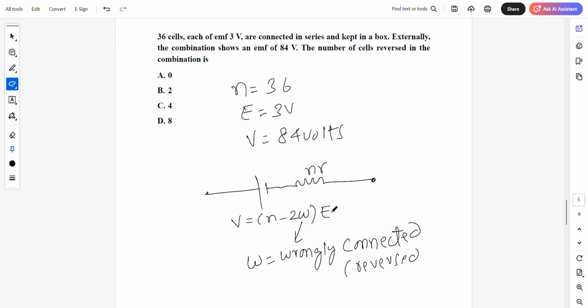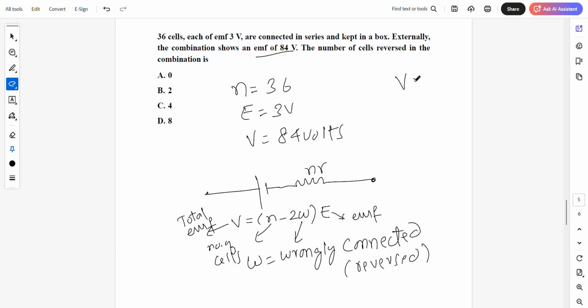What is E? EMF, that they have given. What is W? Wrongly connected, that is reversed. And N is the number of cells. And what is V? The externally shown EMF of the combination. This is the total EMF. Externally the combination shows an EMF of 84.